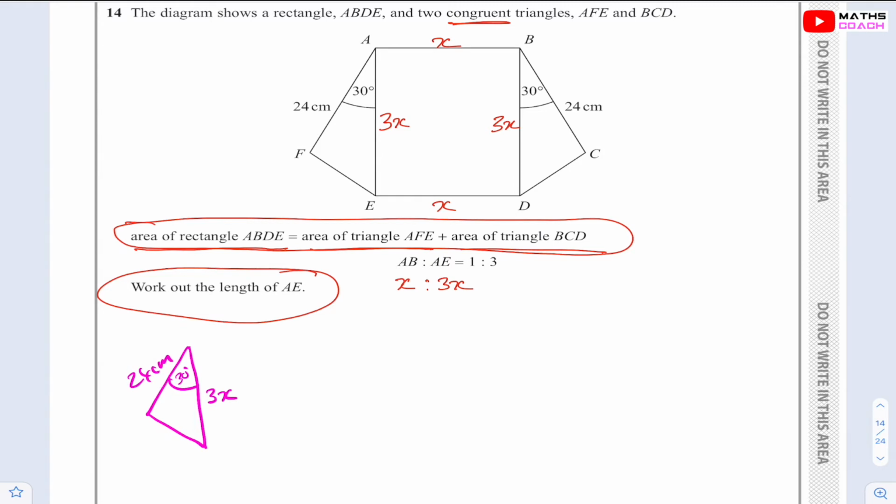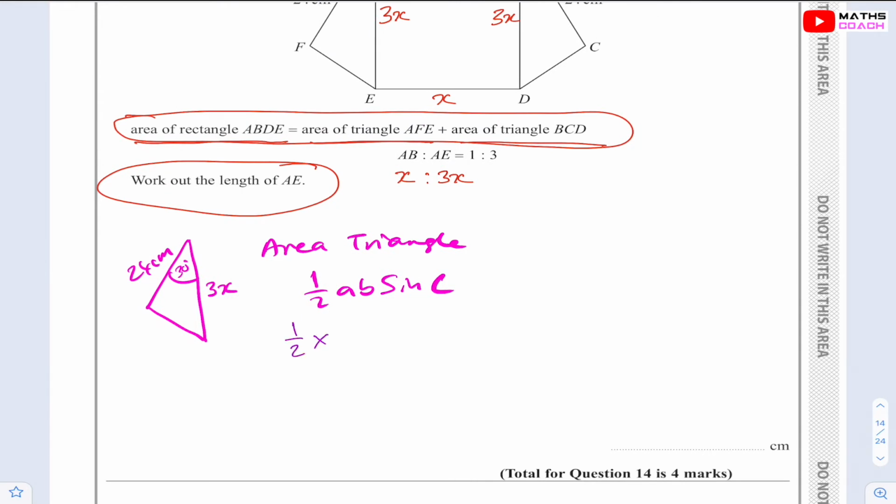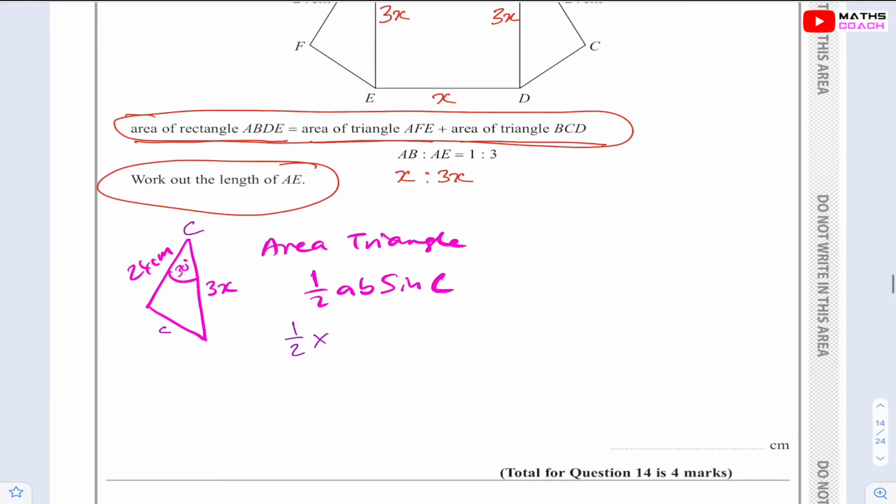Now to find this area, it's a non-right angle triangle, so we can't use base times height divided by 2. What we have to use is half ab sine C, which is the sine area rule. So a half times a. If we label this triangle, this is the angle, so it's very important to label it as C, and therefore this will be side C. A and b can be any of these vertices, so 3x can be our a, and 24 will be our b. So our area here is a half times 3x times 24 times sine 30.